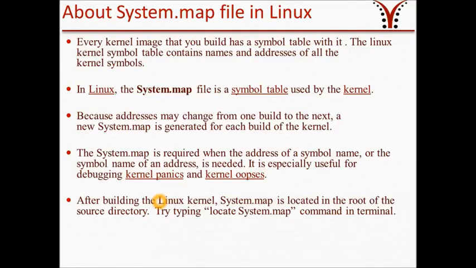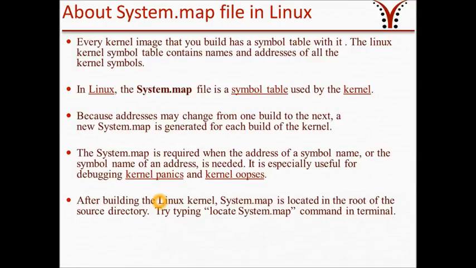Our final topic is about the System.map file. Every kernel image that you build has a symbol table with it. The Linux kernel symbol table contains names and addresses of all the kernel symbols. In Linux, the System.map file is used by the kernel. Because the addresses may change from one build to the next, a new System.map is generated for each build of the kernel. The System.map is required when the address of a symbol name or the symbol name of an address is needed. It is typically useful for debugging kernel panics and kernel oops.